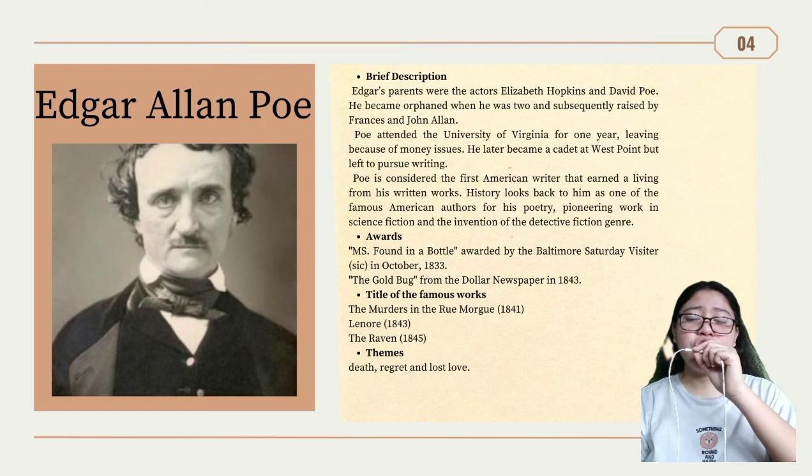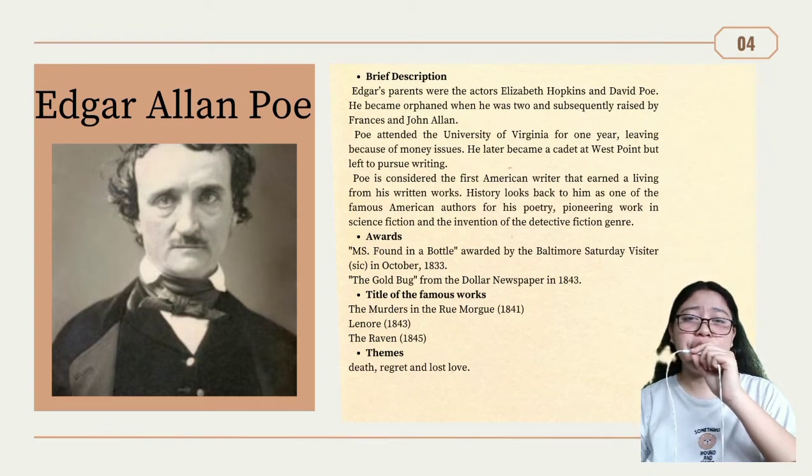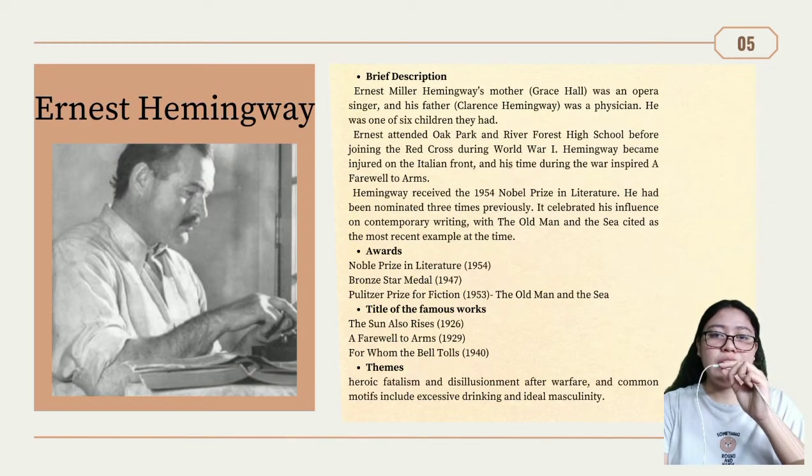Next, on January 29, 1845, his poem entitled The Raven appeared in the Evening Mirror and became a popular sensation. Edgar Allan Poe was an American writer of poetry and short stories that explored themes of death, regret, and lost love.